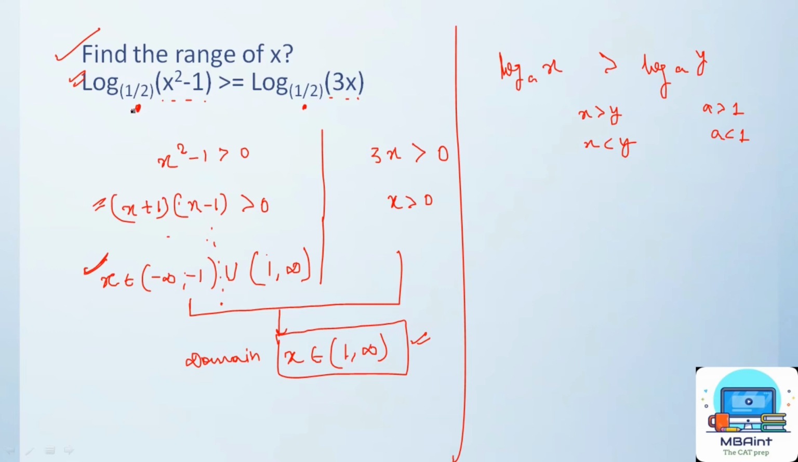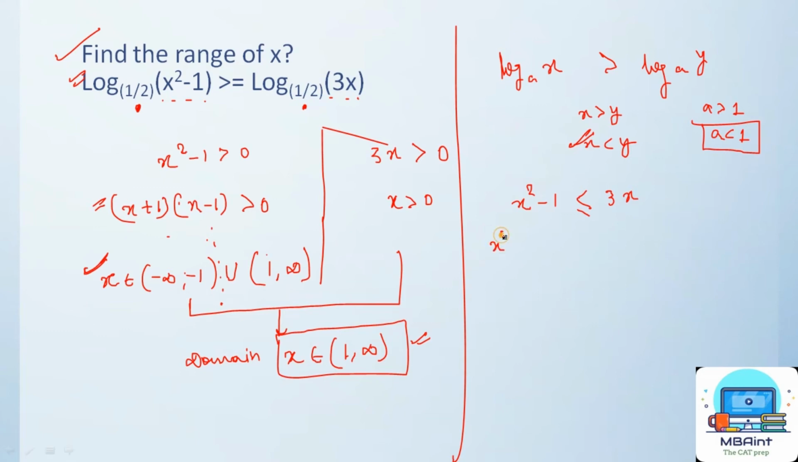So in this case, you can see that A is less than 1, right? You can see that it's half and half, right? So in that case, it will follow the second scenario. So once I remove the log, this will end up something like this, x minus 1 is less than or equal to 3x, right? Okay, now we'll solve the inequality here.